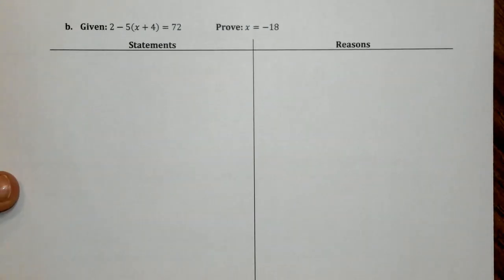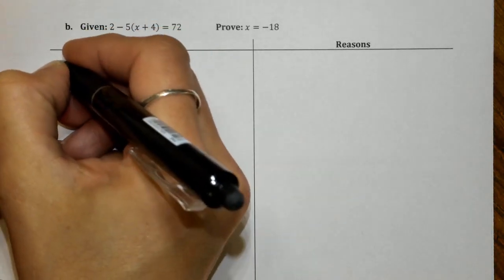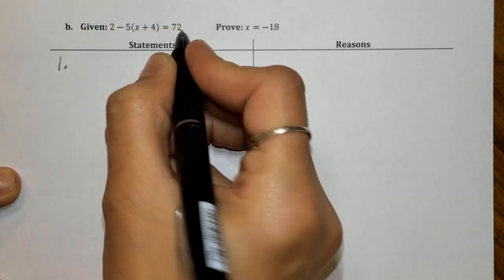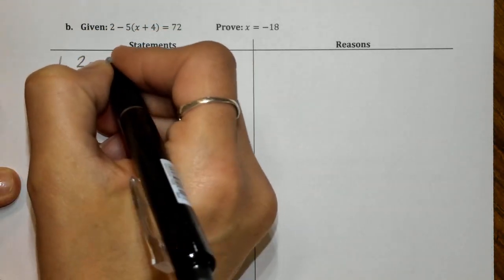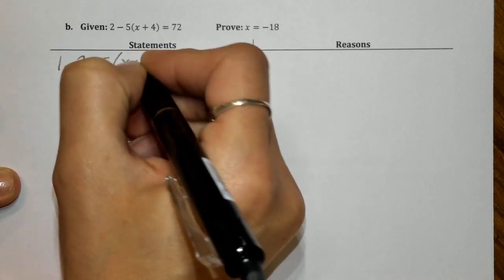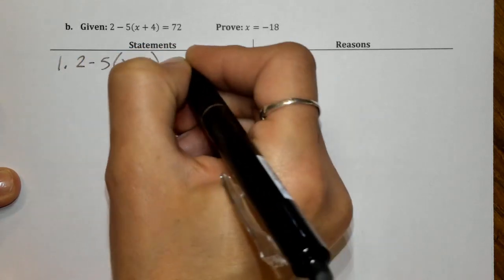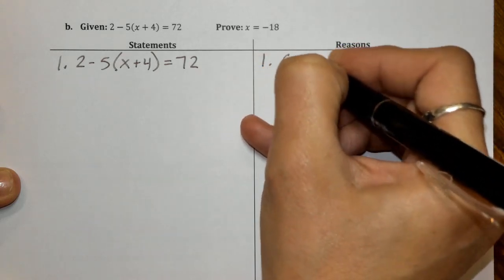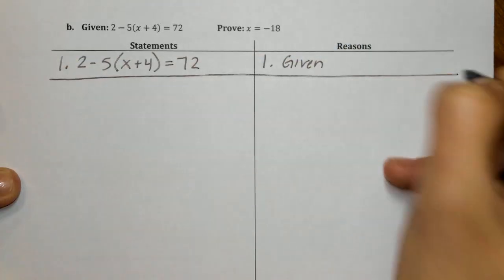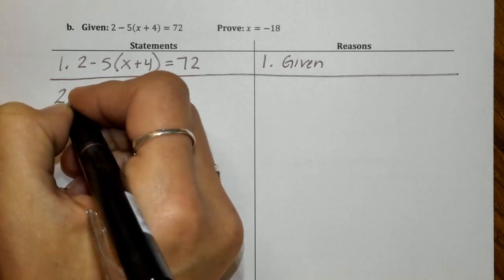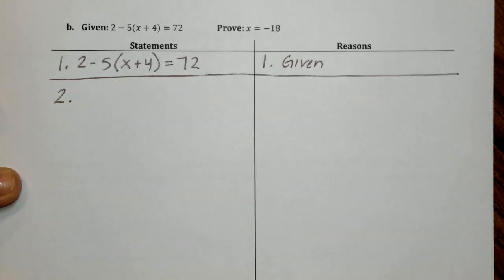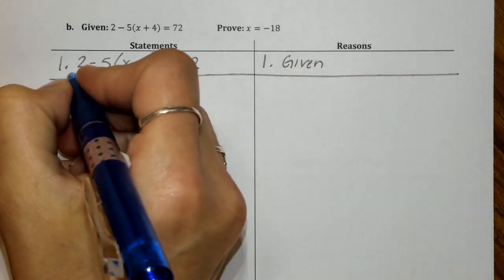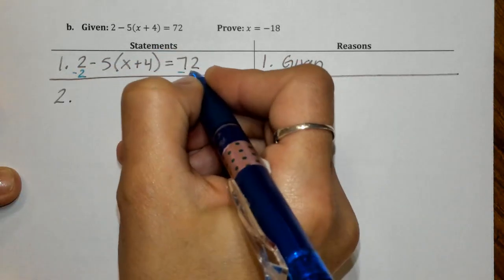All right, so the next problem here. Statement number 1 is always what is given to you. 2 minus 5 parentheses x plus 4 equals 72. And as we discussed, reason number 1 is always the word given. When we get down to statement number 2, we'll go ahead and follow what they did. We'll get rid of this 2 first. I'm going to subtract this 2 from both sides.